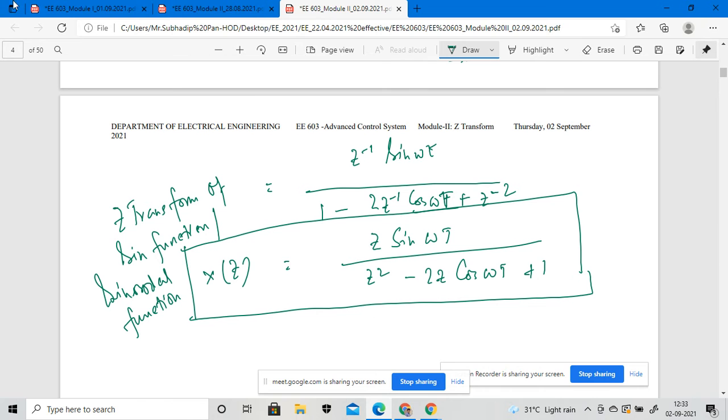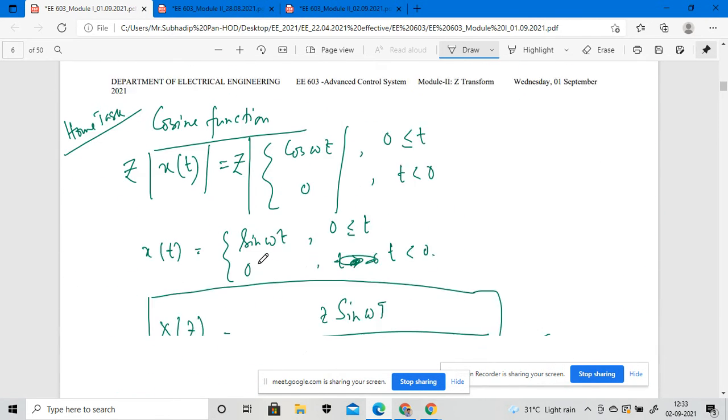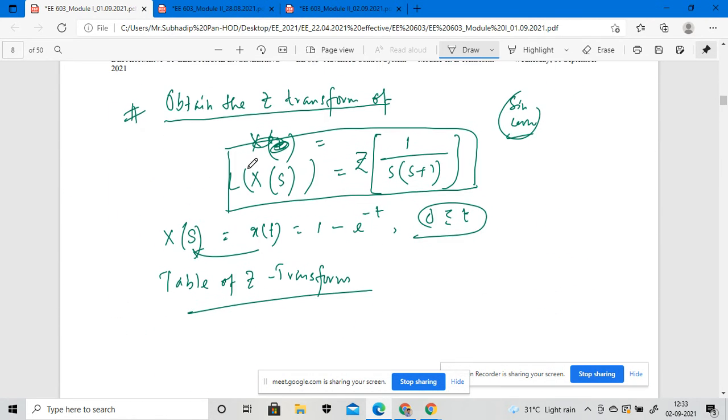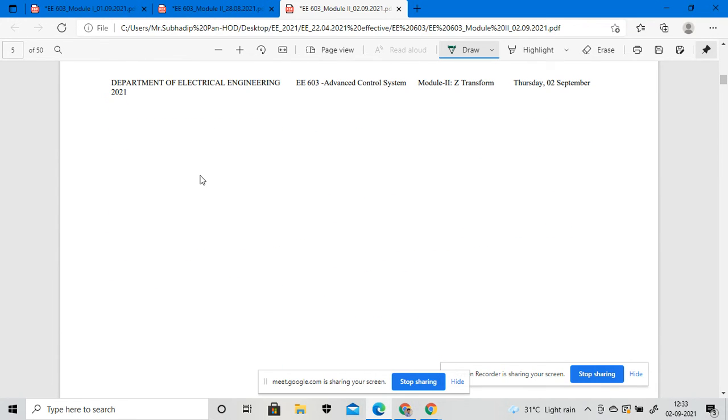Now, another example I will discuss, whatever I told in the previous lecture. In the previous lecture I told you about that type of equation, so that type of equation we will solve. So we have to solve this equation now: we have to obtain the Z transform of X of s, that is equal to 1 divided by s times (s plus 1).